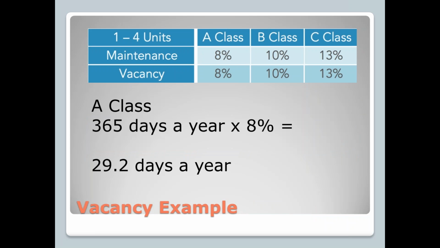So let's talk about vacancy. Here's an example of vacancy. Take the percentage of vacancy for a particular property class and multiply it by 365. So for an A-class property, 8% of 365 is 29.2. That's letting us know that if we use 8% in our calculations for vacancy, we're allowing ourselves to have 1 month every year for vacancy.